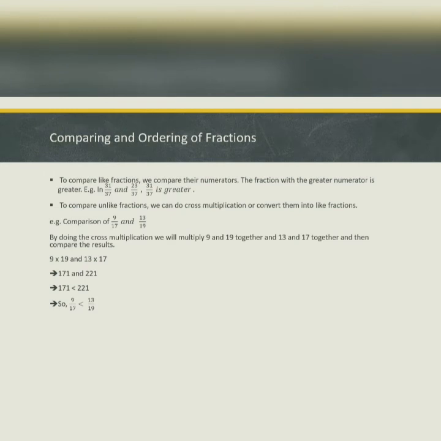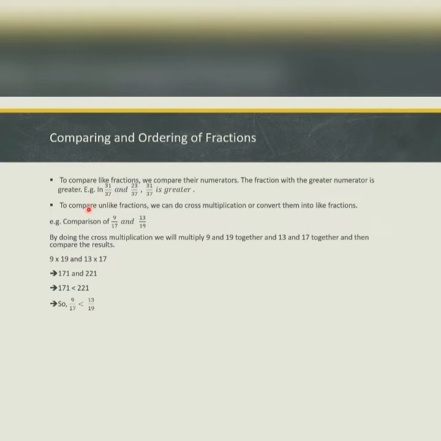Now come to the part where we will be able to compare the order of fractions. To compare like fractions, we compare their numerators. The fraction with the greater numerator is greater. For example, in 31 upon 37 and 23 upon 37, the 31 is bigger. So 31 upon 37 is the greater fraction.